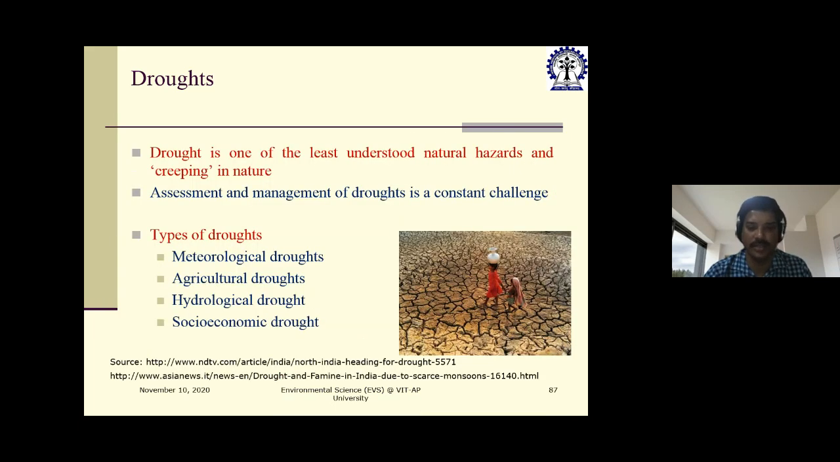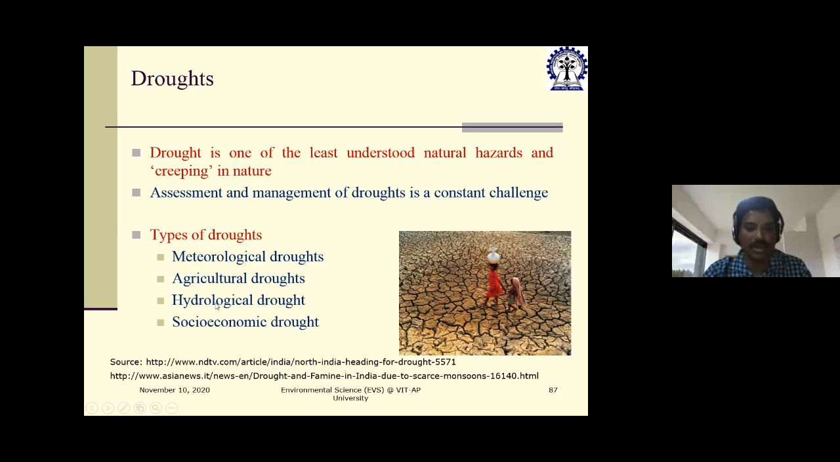In this one, maybe useful to you is that here I just noted the 4 different types. One is the meteorological drought, agricultural drought, and hydrological drought. So, so far as the meteorological droughts are concerned, it is the shortage of rainfall, and agricultural drought is the shortage of soil moisture. Hydrological drought is the shortage of stream flow or the reservoir storage or groundwater. If there is a shortage, those are called the hydrological drought.